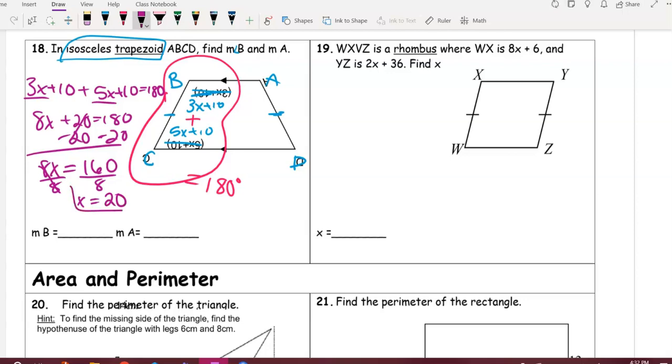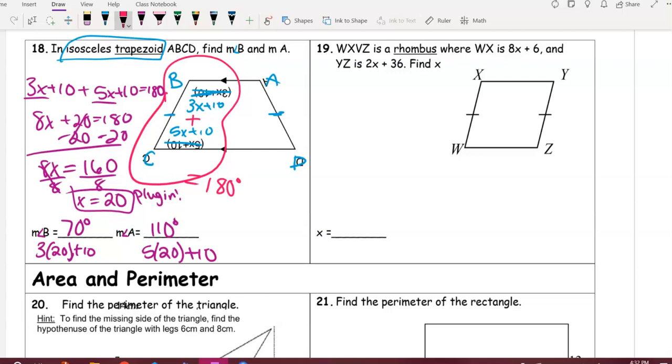All right, so now that we know x equals 20, it's asking for the measure of angle B and the measure of angle A. So what are we going to do? We're going to plug it in. So we will say 3 times 20 plus 10 and 5 times 20 plus 10. Well, 3 times 20 plus 10 is going to be 70 degrees, and 5 times 20 plus 10 is 110 degrees.